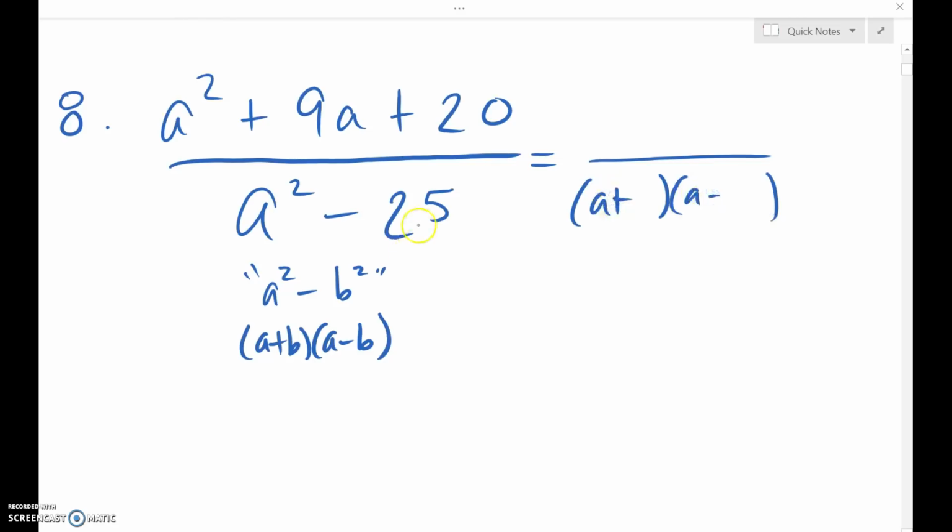And my b value is going to be the square root of 25, which is 5. So that bottom factors. Again, that goes quickly if you remember that factoring pattern. Now the top, unfortunately, not as quick. We have to factor that trinomial.